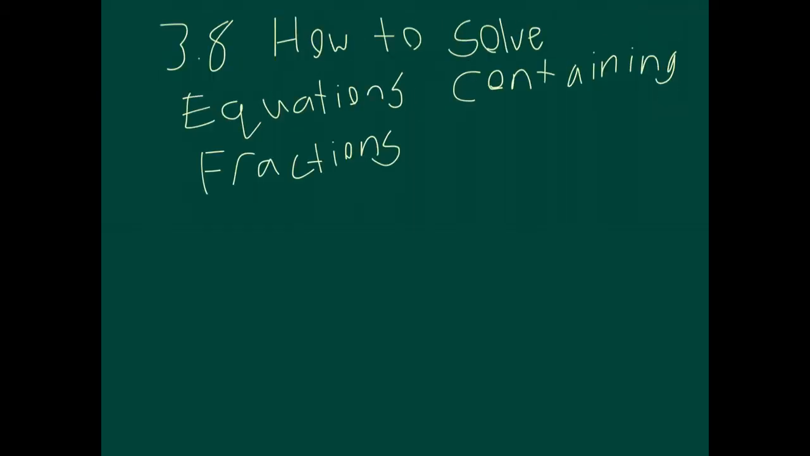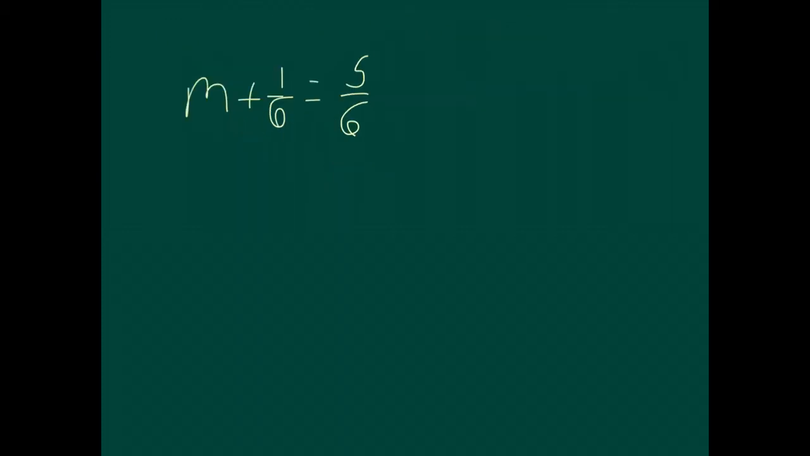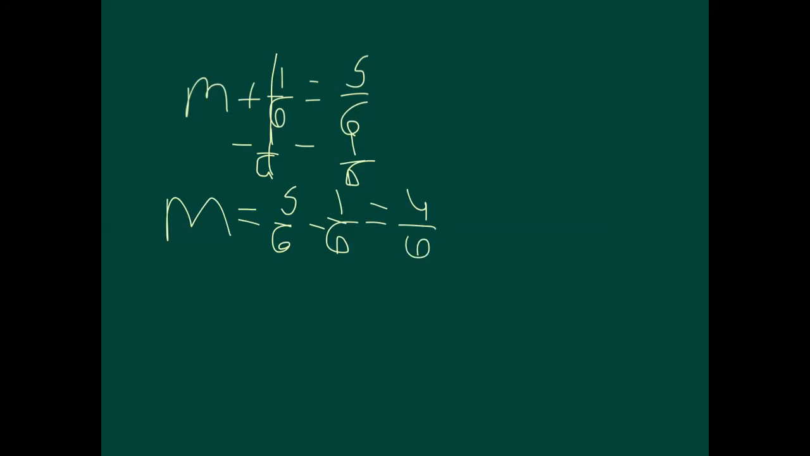3.8 helps you solve equations containing fractions. First, we have m plus 1/6 equals 5/6. To solve this, you will need to subtract. So you would subtract 1/6, and then subtract 1/6 from there, because when you do it on one side, you have to do the other. But this cancels out because it equals 0. So now, m would equal 5 over 6, subtract 1/6. So then you would get 4 over 6. So m equals 4 over 6.